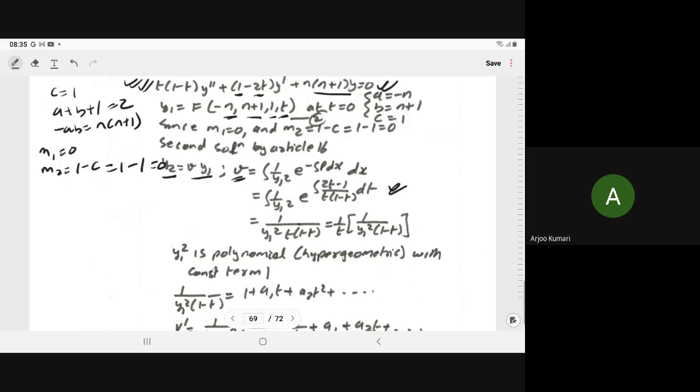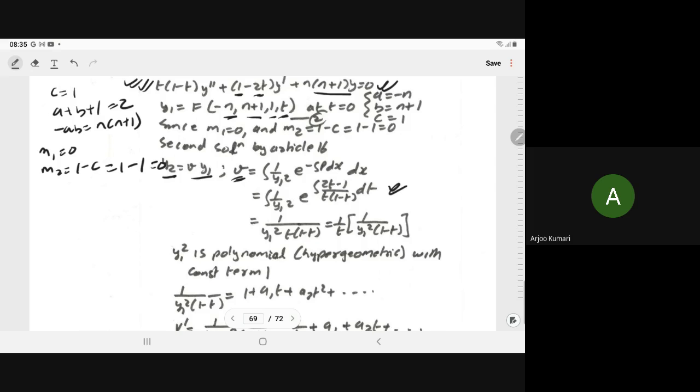And what is the integral of (2t minus 1) upon t into (1 minus t)? That is ln of t into (1 minus t), right? So we have e to power minus ln of t into (1 minus t). So that will give you 1 upon t into (1 minus t).